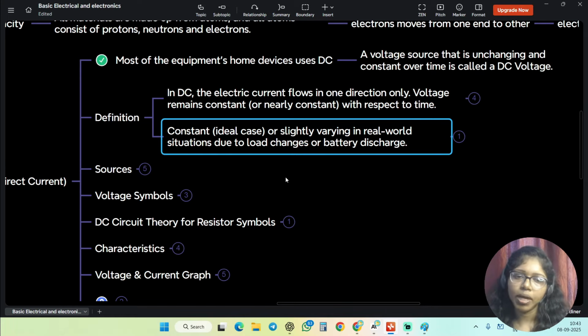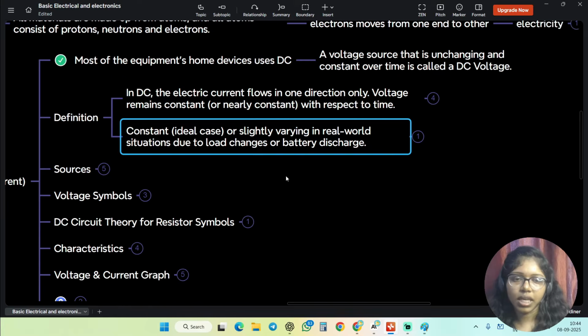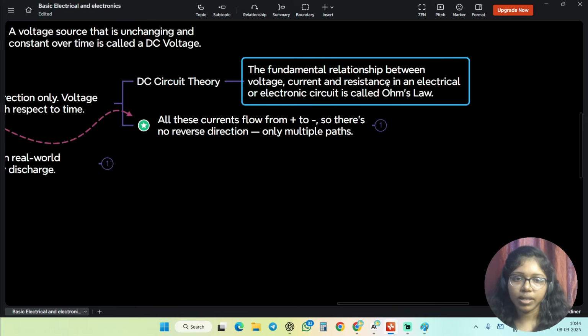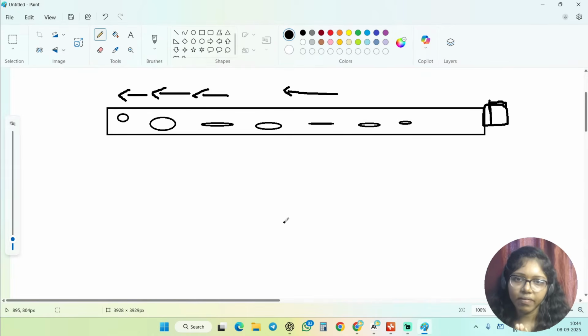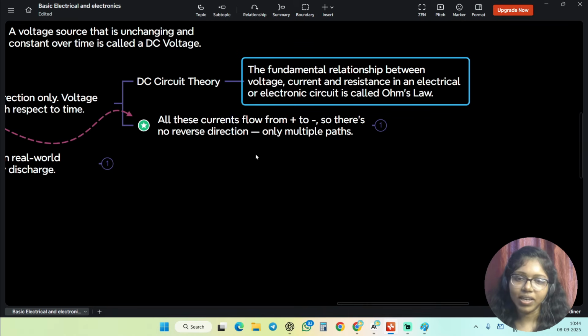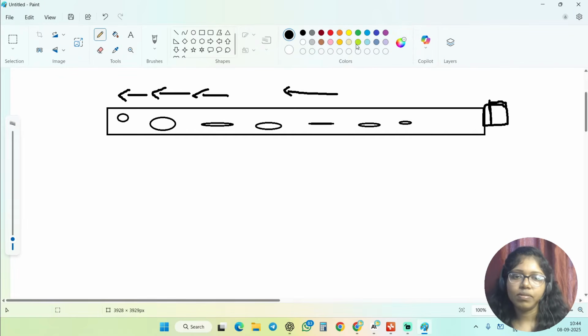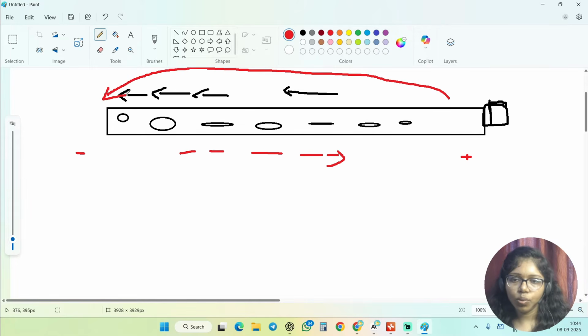Some slight variation might happen in real-time applications. As for DC circuit theory, whenever you think about DC current, it completely works based on Ohm's law, which is an ohmic application. Keep this in mind: all the current will flow from positive to negative. If it is negative to positive, the electrons flow in this direction, and the conventional current flows towards the opposite direction.